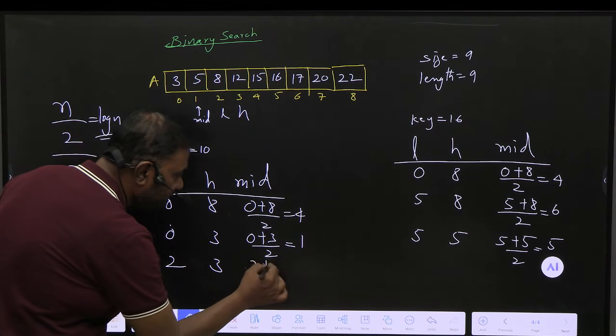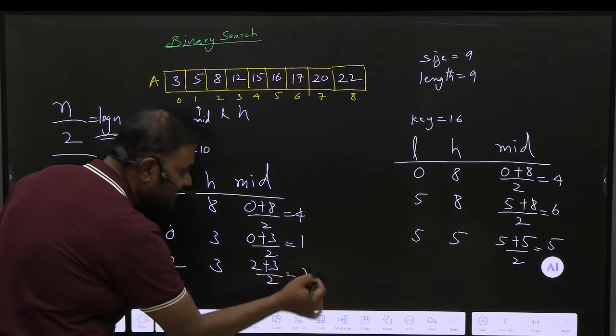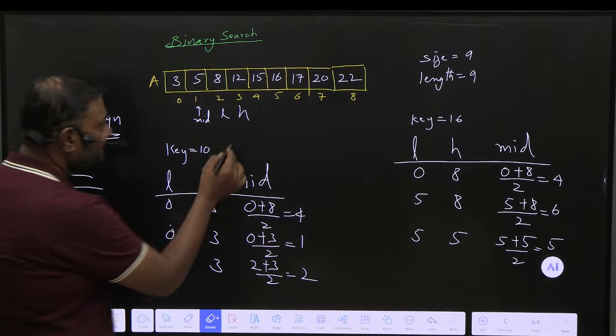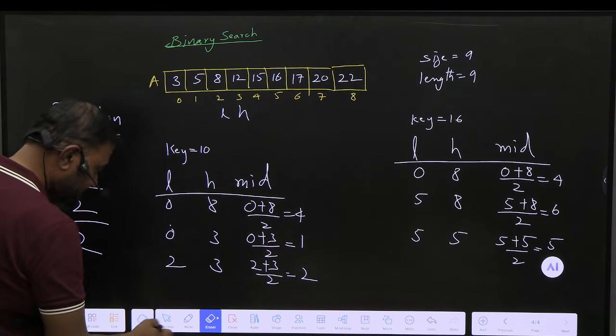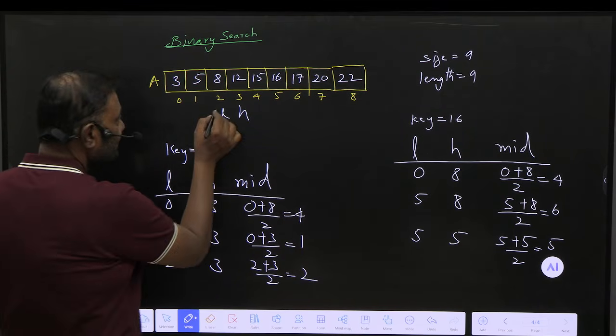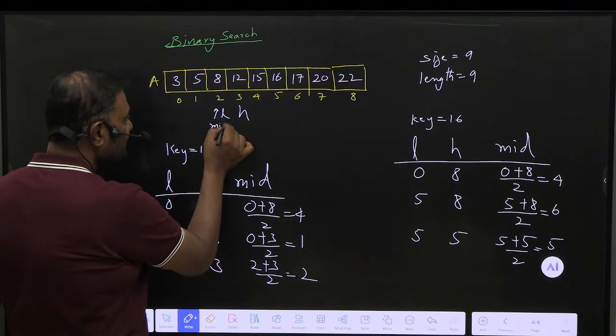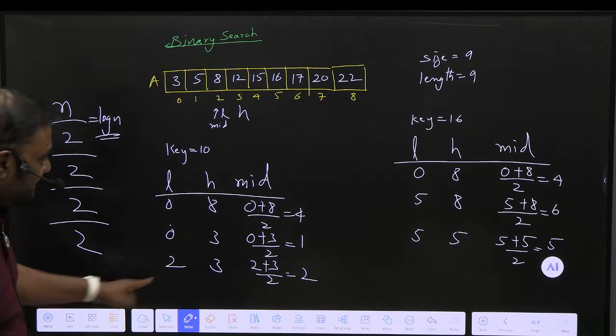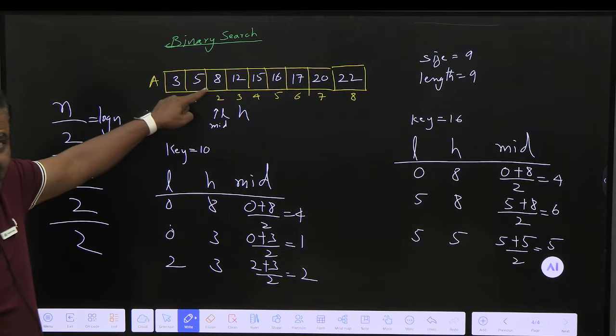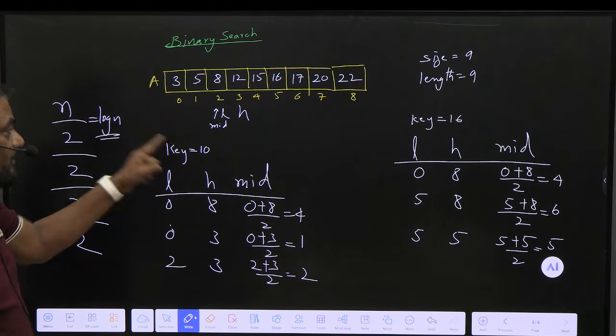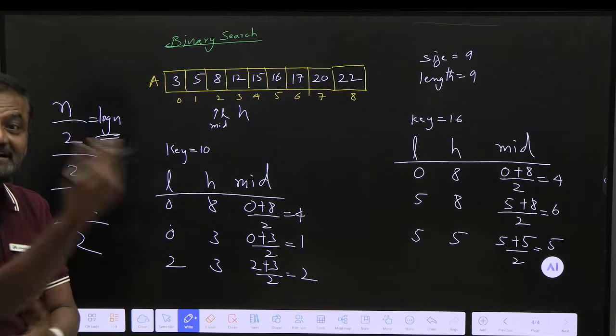Now you find out mid once again. So this will be what? 2. So new mid is 2. Now at A of mid, you check whether this is the element that you are searching. No, it's 8. My element is 10. So my element is greater than this one.